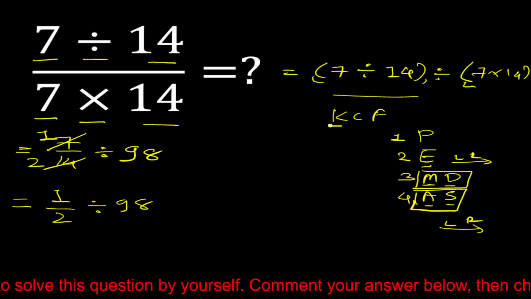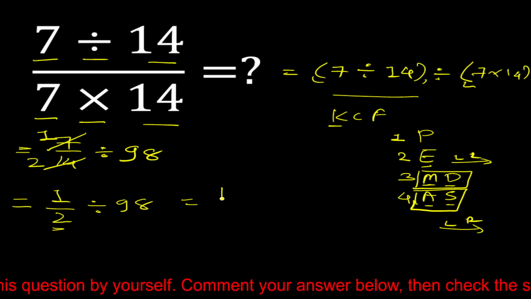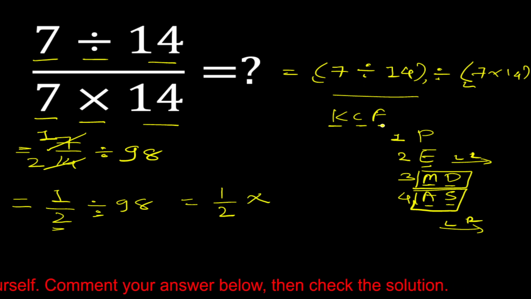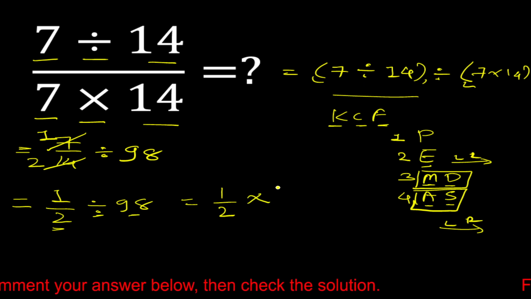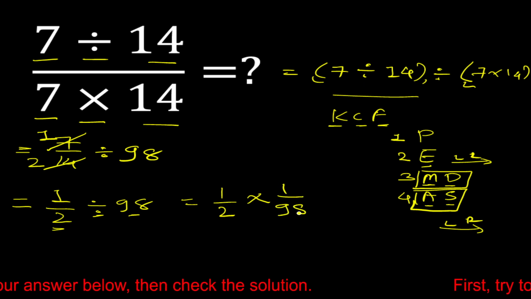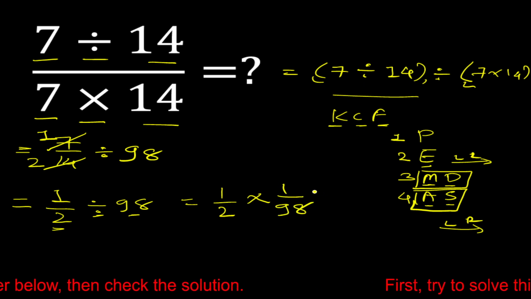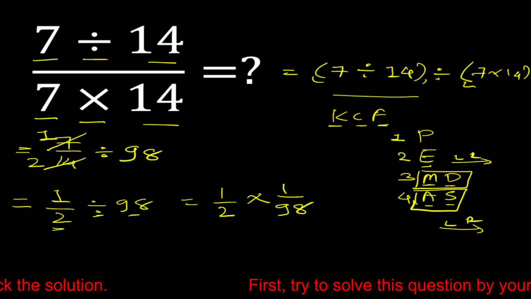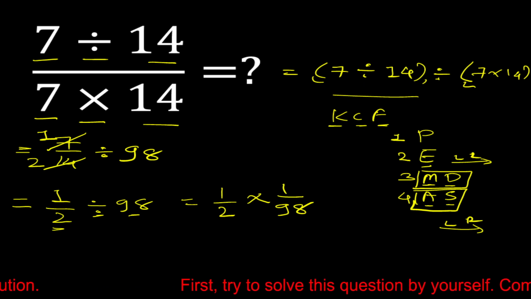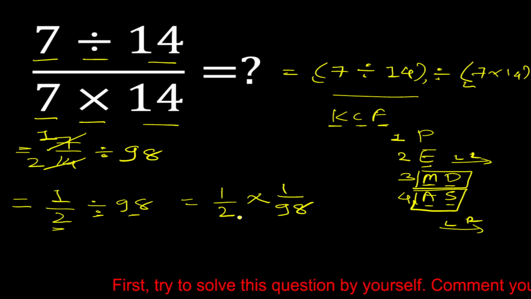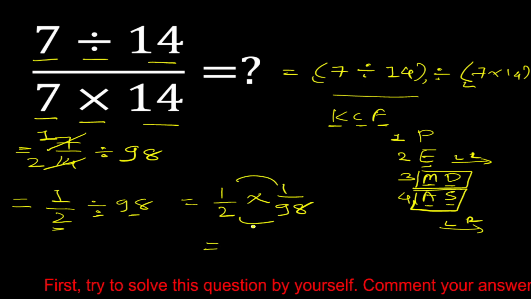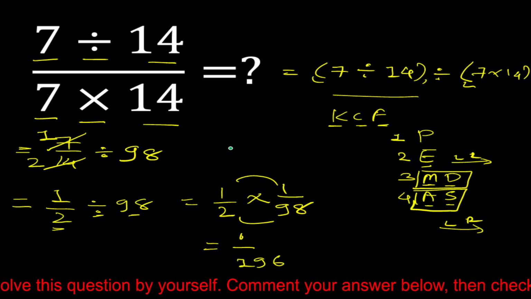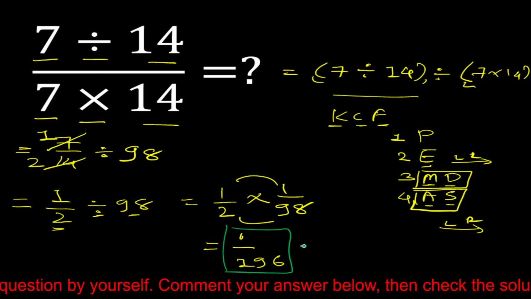Now according to the KCF rule, K means keep this 1 by 2 as it is the same. C means change the sign from division to multiplication. F means flip this last fraction, 98 is equal to 1 by 98. Okay. So 1 by 2 multiply 1 by 98. 1 multiply 1 is equal to 1, and 2 multiply 98 is equal to 196. Okay, so the correct answer is 1 upon 196.